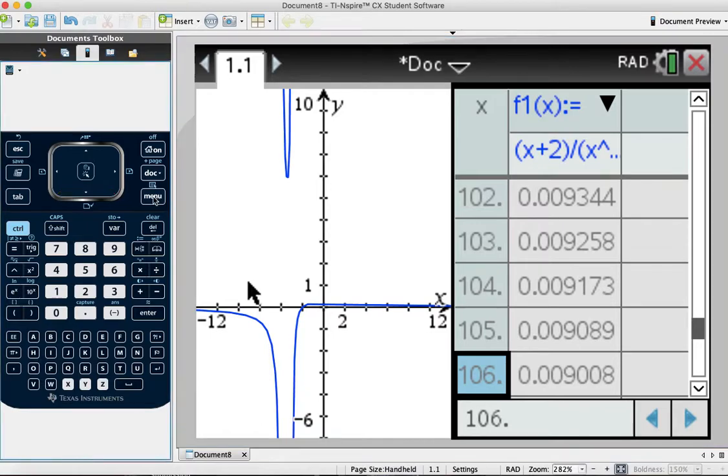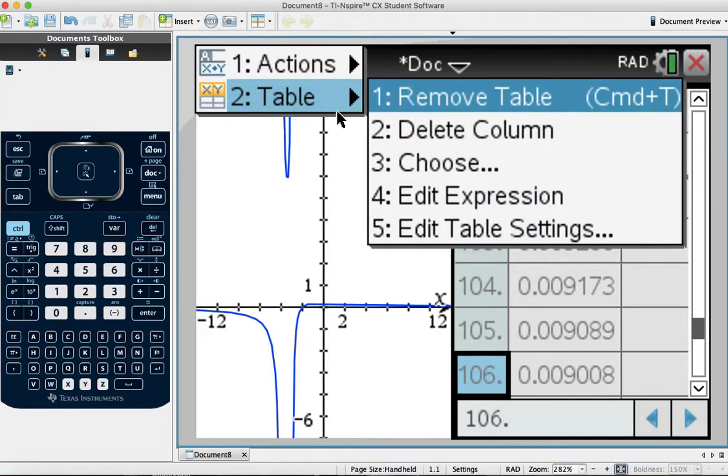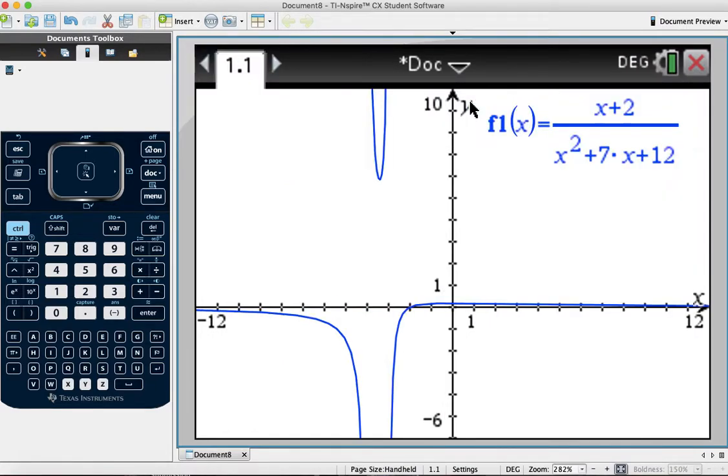So, we'll get rid of the table: menu, table, and remove table. We've got the original screen. So what is the domain and range of this function? Well, we've already said there's a couple of breaks in this graph. You wouldn't be able to draw this without taking your pencil off the paper. So you'd draw along here, come down, then you'd have to take your pencil off the paper and put it back on to draw this part. And then you'd have to take it off again, and then go onto this part. Continue on. So you've got three separate parts to it.